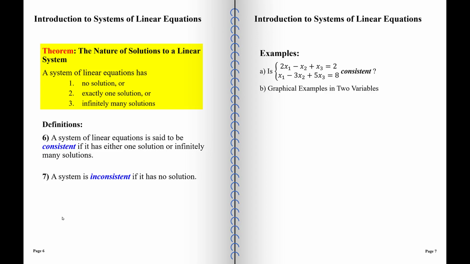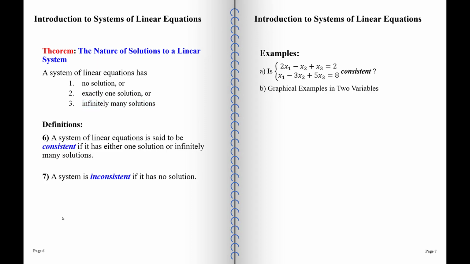This is our first theorem, the nature of solutions to a linear system. So if we have a linear system, there are only three possibilities. There is no solution to the system, there is exactly one solution to the system, or there are infinitely many solutions to the system. So you can't have, for example, exactly 5 solutions to a system. You either have none, 1, or it blows out to infinitely many.